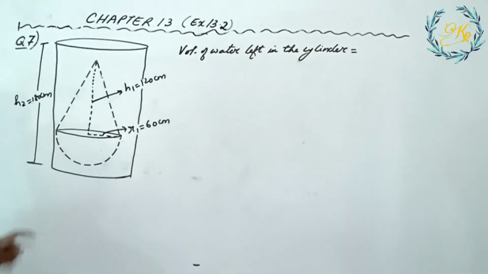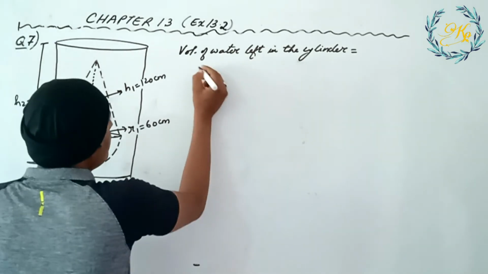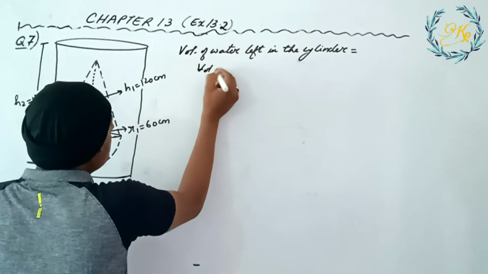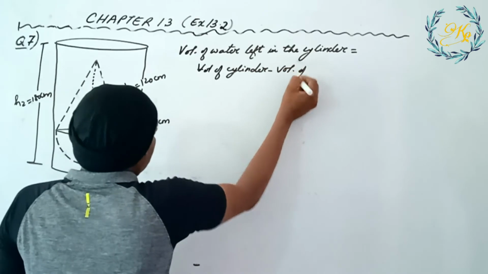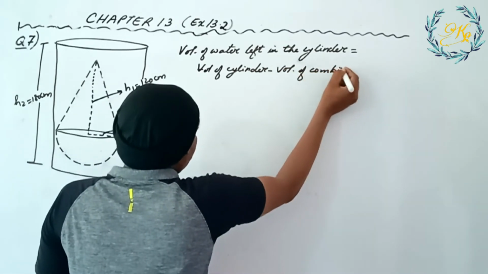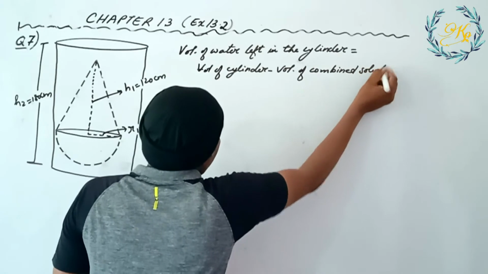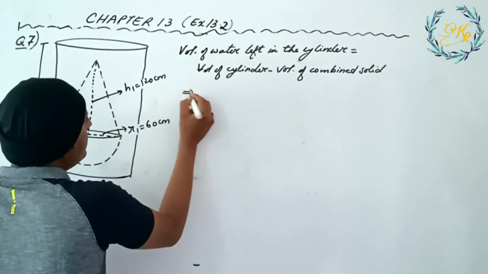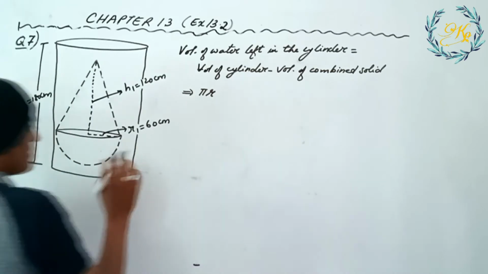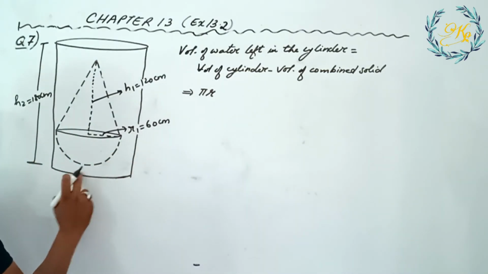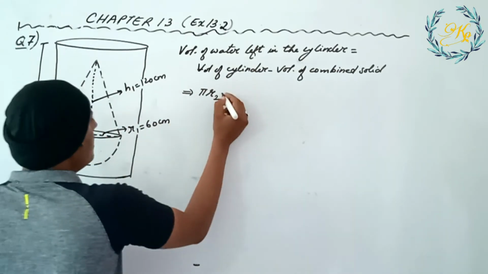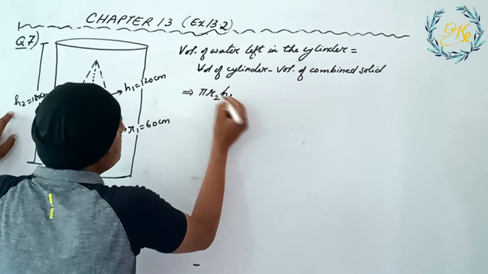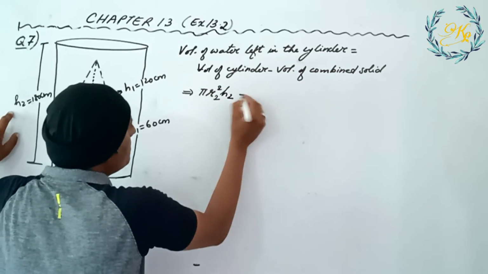So you write like this, volume of water left in the cylinder is equal to, so you can see here, first you will take the volume of the outer cylinder. So you write there, is equal to the volume of cylinder minus volume of the combined solid. So the formula for volume of cylinder is pi r square h. As you can see here, the radius for the cylinder is also 60. So I consider R2 for the radius. R2 H2, pi R2 square H2 minus.